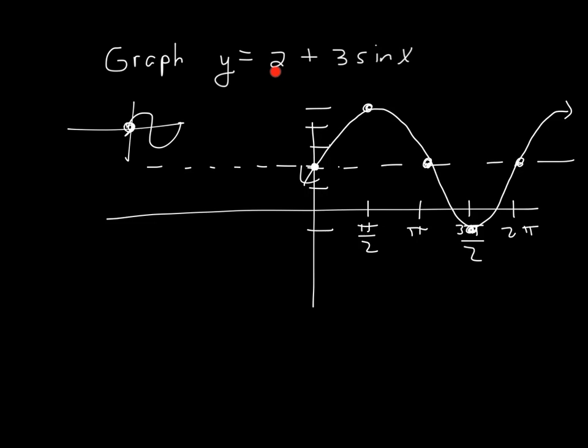Once again, the number on the outside shifts the center line, and the number right next to the sine or cosine changes how high and how low it goes from the center line. The standard sine graph starts at the middle at 0, 0 and goes like this, and the standard cosine graph starts up and then goes down and comes back up to the highest point. That's it for now. We've got a lot more to cover, but this should get you started.